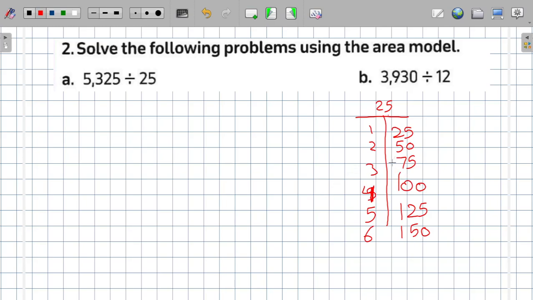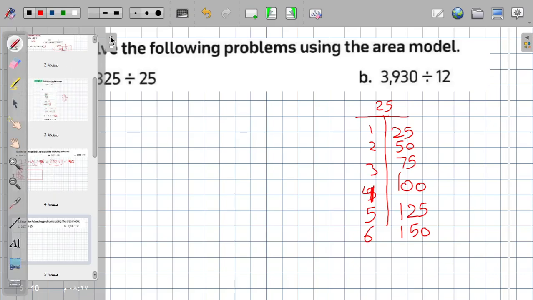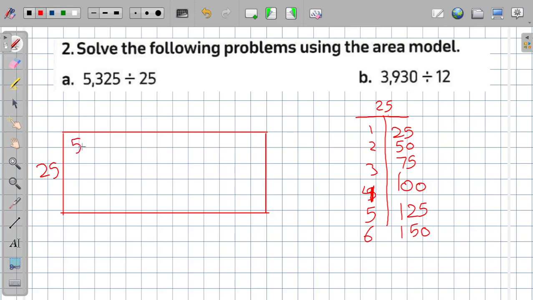And remember, you must write this timetable carefully to make the results right. Okay? So let's draw our model first, like this. Okay, so I will write the divisor here. I have 25, and I will have the dividend here. I have 5,325.